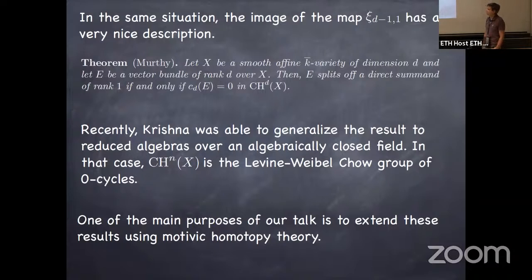it's in the image if and only if the top Chern class vanishes. And this top Chern class is an element in the Chow ring, so the Chow group of codimension D cycles, so dimension 0 cycles, just points, right? So this was proved originally for smooth affine varieties. And recently it was proved by Amalendu Krishna that it's also true if you just assume that it's reduced. But then, of course, you have to slightly modify the definition of the Chow group, but still the statement is exactly the same.